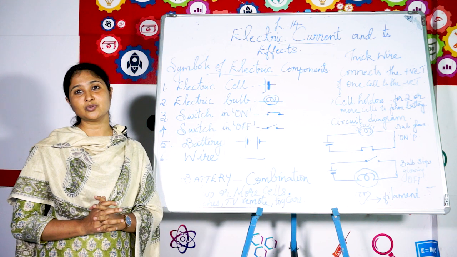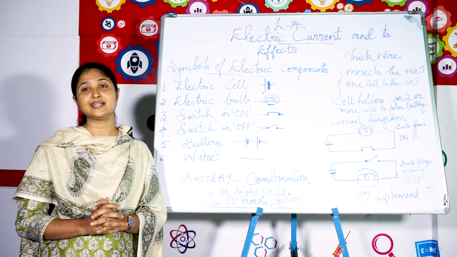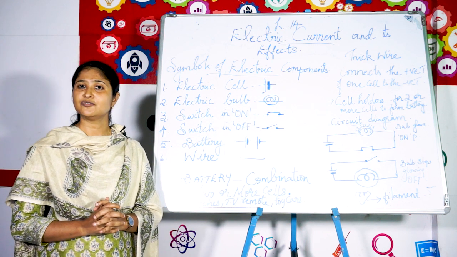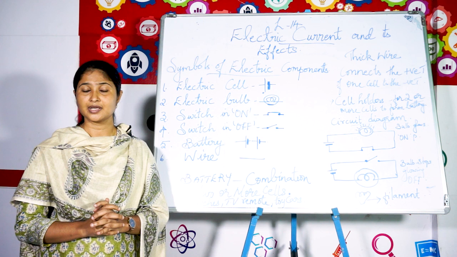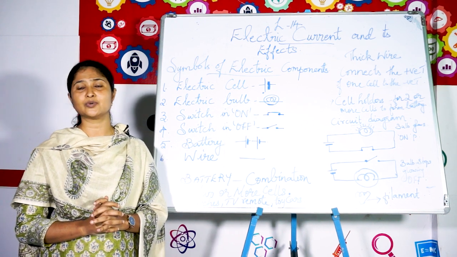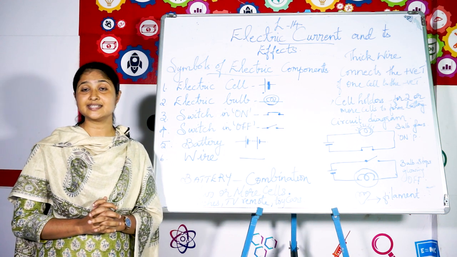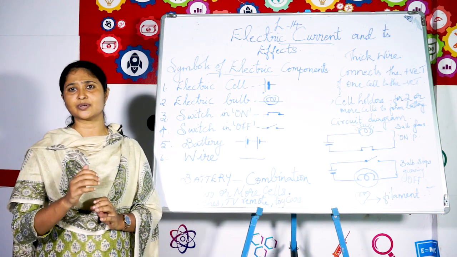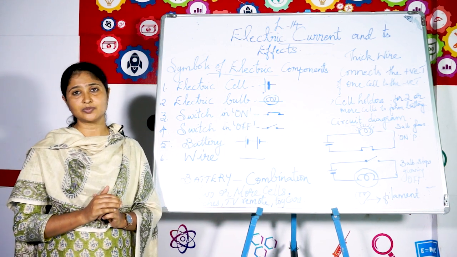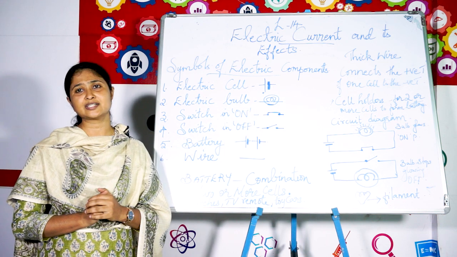Today we are going to do our 14th lesson, electric current and its effect. So we all know what for we are using electric current. In this chapter we are going to study about the electric current, its heating effect and so on. Now we will start with symbols of electric components.